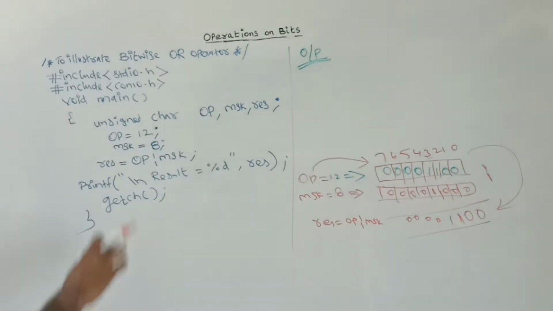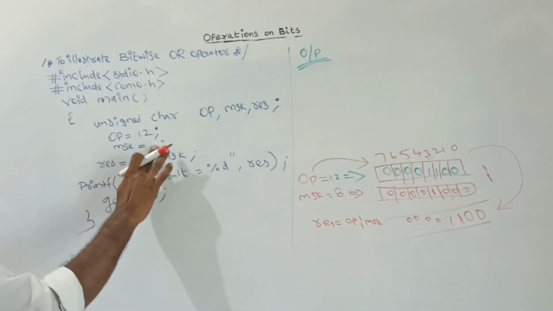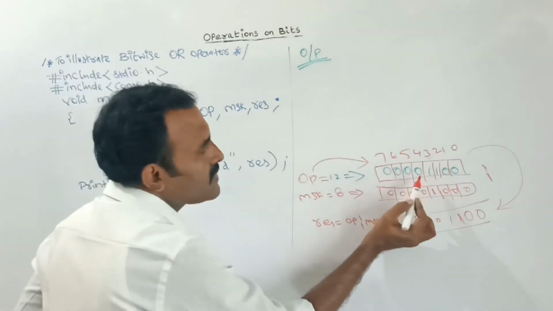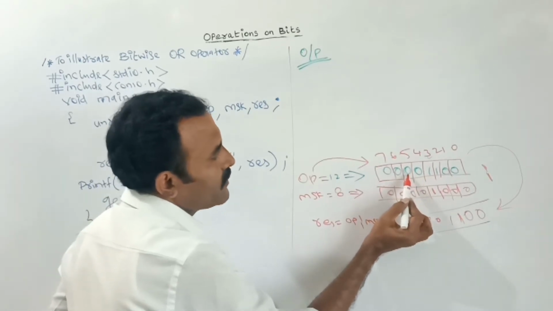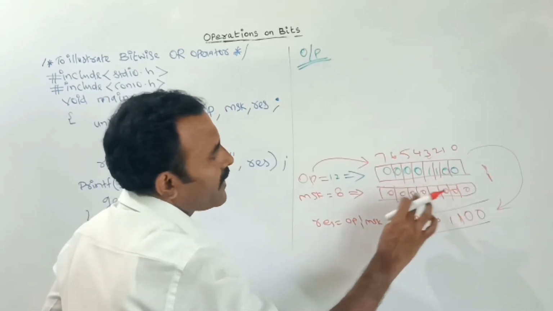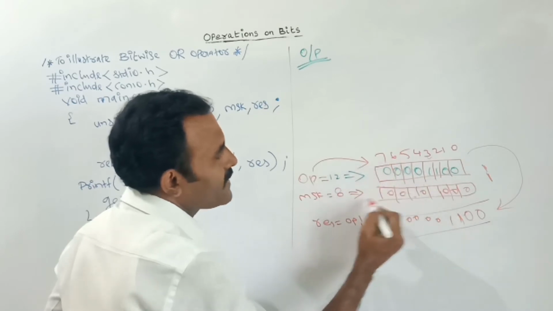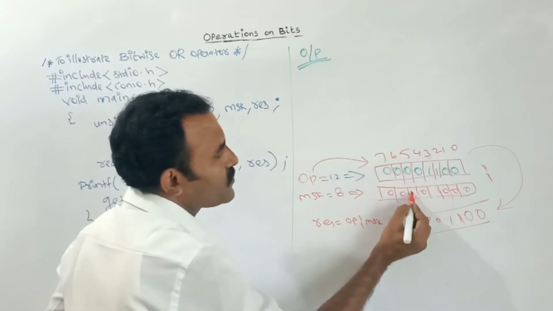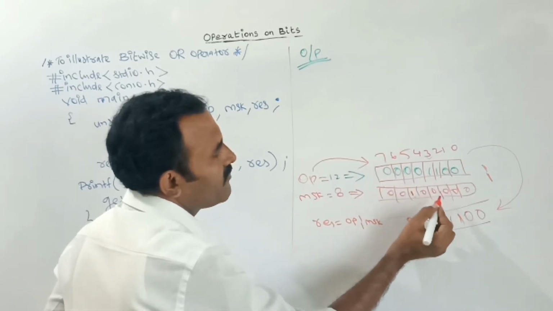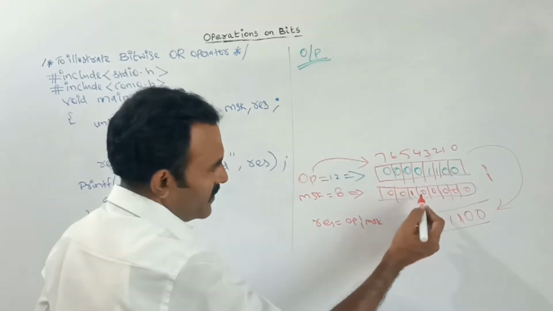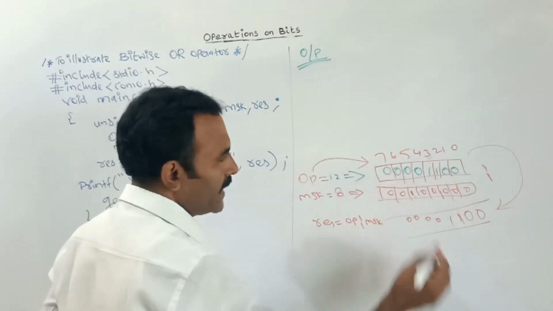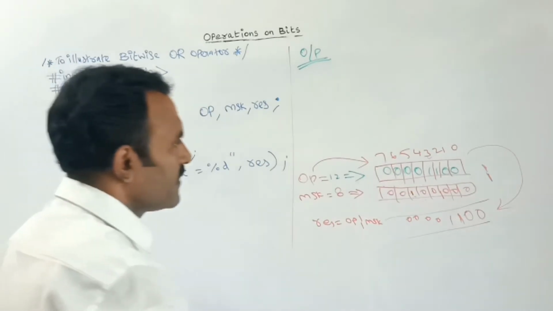Suppose instead of the mask value 8, I want to turn on the fifth bit. While creating the mask value, the fifth position should be 1 and every remaining bit should be 0. If you convert this binary value to decimal, what is the result?